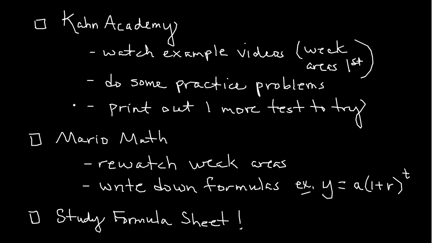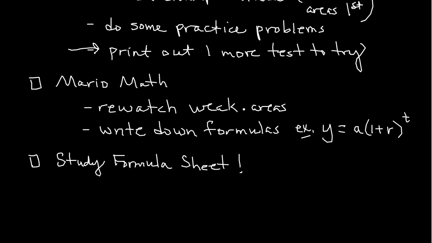And if you're really ambitious, try to print out one more test. It's on the Khan Academy site. We've already done all 8 of them, but you can print out one of them. I would do test 8 over again if you're going to pick one. Then I would go to Mario Math, watch some of those weak areas like this formula and the half-life formula. And finally, you want to study your formula sheet.